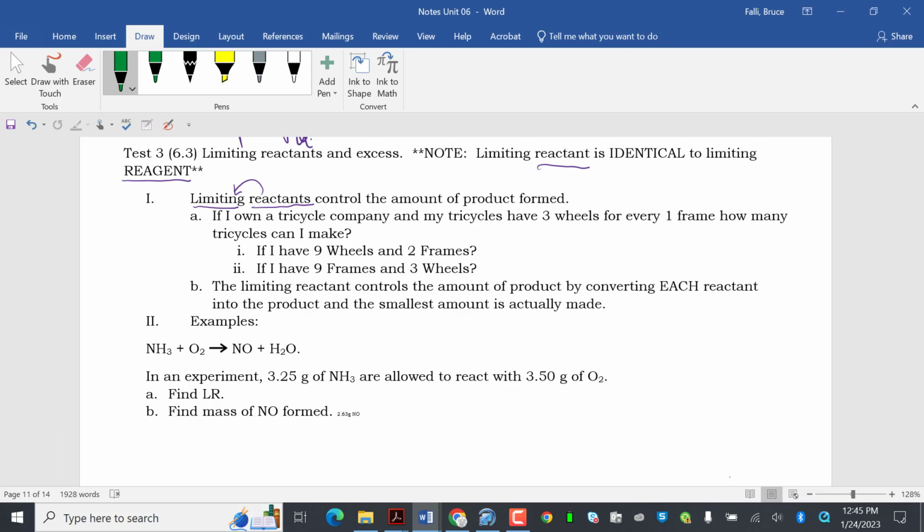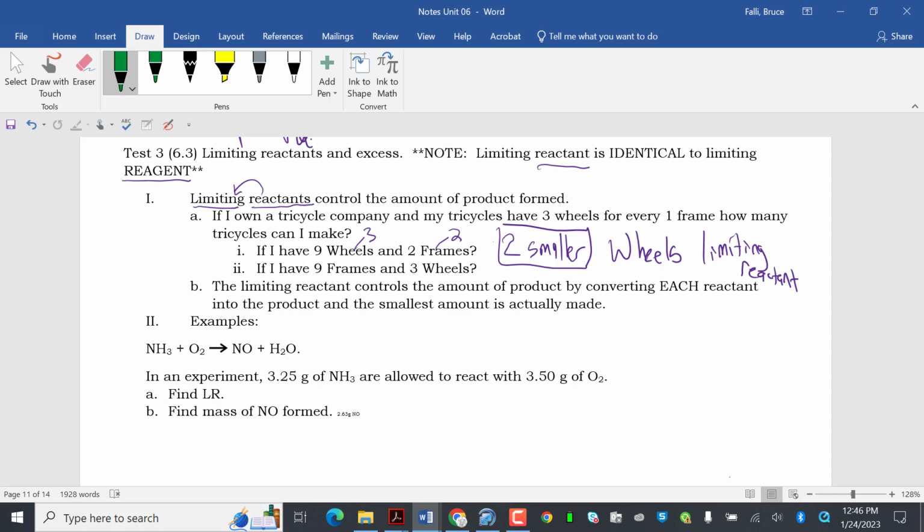Okay. So if I own a tricycle company, my tricycles have 3 wheels for every 1 frame. How many tricycles can I make? Well, if I have 9 wheels and 2 frames, 9 wheels says 3 tricycles, 2 frames says 2 tricycles. How many tricycles can I make? 2. It's always the smaller. So that's important to know. You always make the smaller amount. So in this case, wheels limits it. Limiting reactant controls the amount of product by converting each reactant into the product, and the smallest amount is actually made. Okay, so examples.